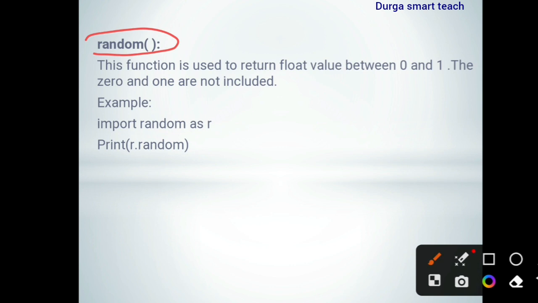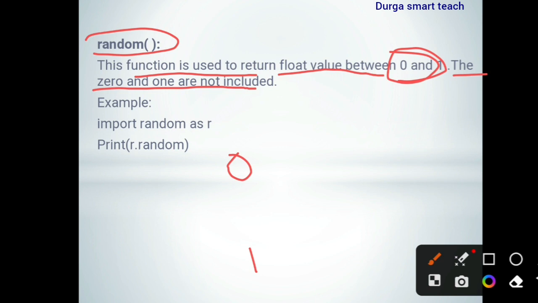Okay, so it is not possible to predict the random number. This function is used to return a float value. We all know float value: the number which contains a decimal part is known as float. This function is used to return a float value between 0 and 1. The 0 and 1 are not included.